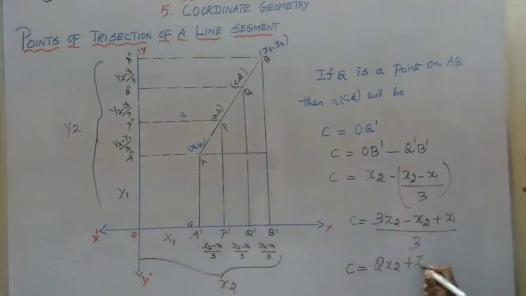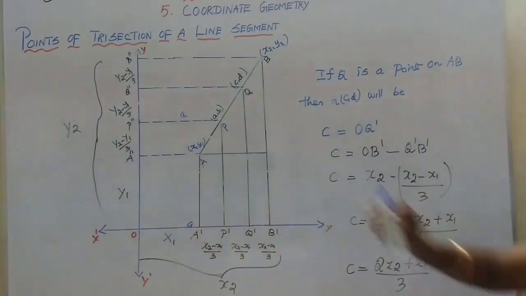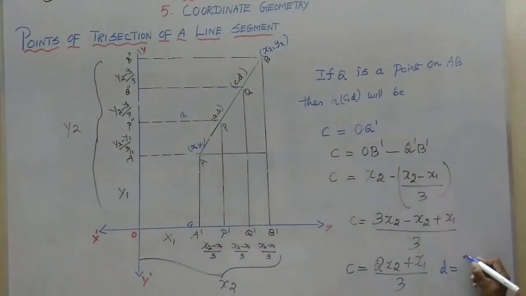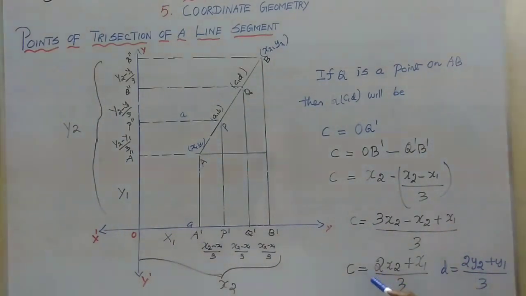C equals (2x2 + x1)/3. This is the point for C. For D it will become what? D means the y-axis. So D equals (2y2 + y1)/3. Understand? D equals (2y2 + y1)/3 and C equals (2x2 + x1)/3. Now this is the point (C, D).